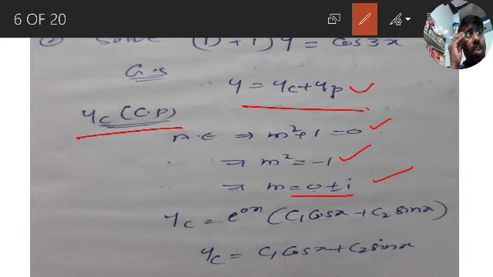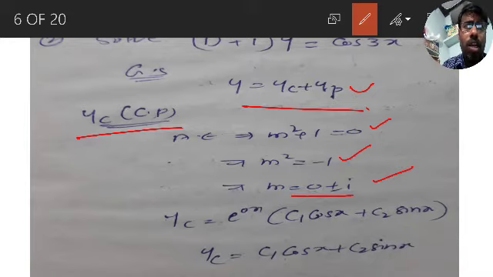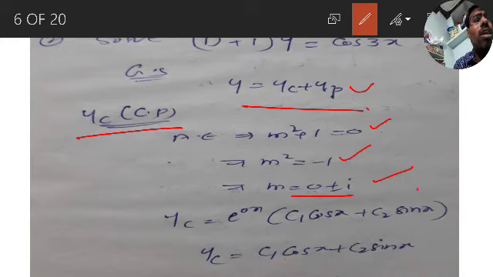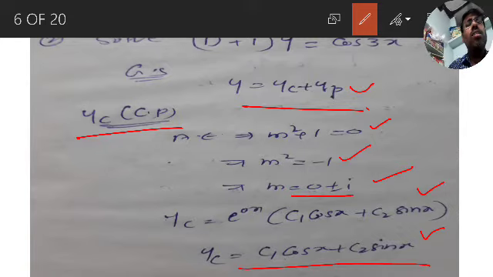e power of alpha x into c1 cos beta x plus c2 sin beta x, that is e power of 0x into c1 cos x plus c2 sin x. But e power of 0x is 1, therefore yc is equal to c1 cos x plus c2 sin x. This is my yc, that is the general solution of the corresponding homogeneous differential equation, the complementary function.